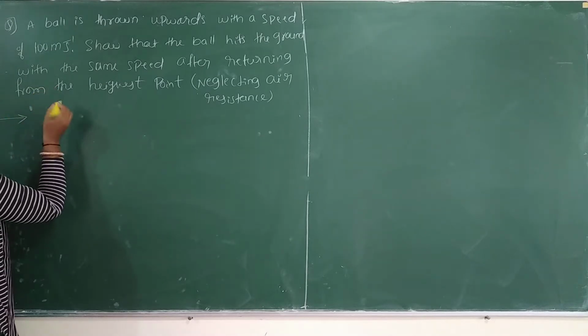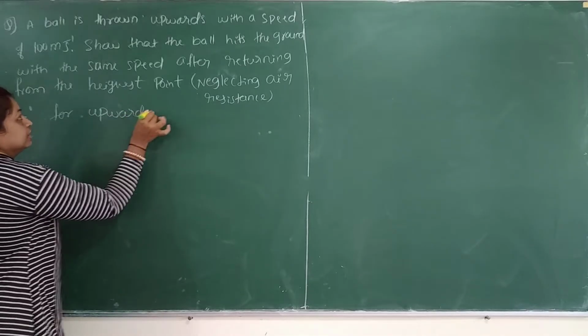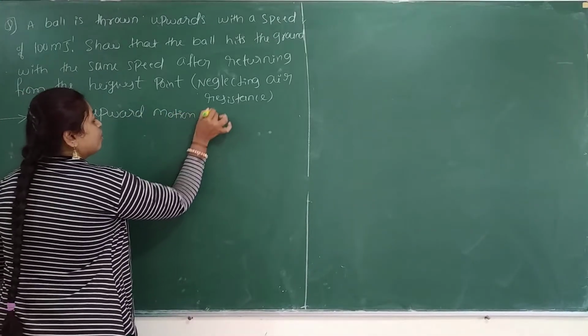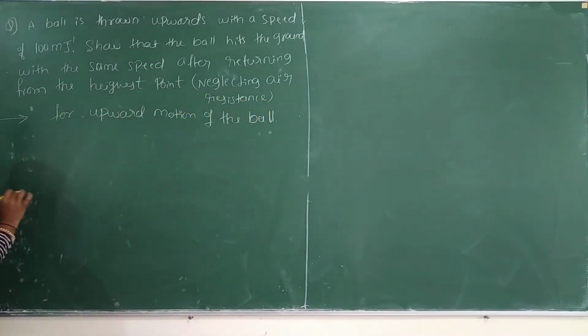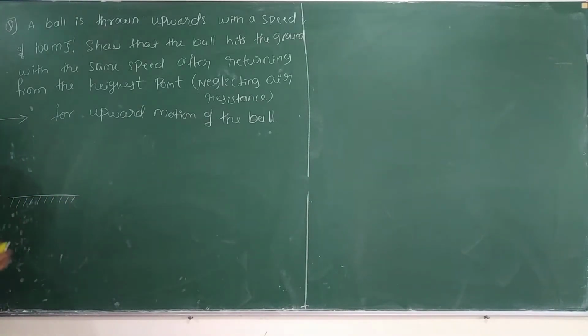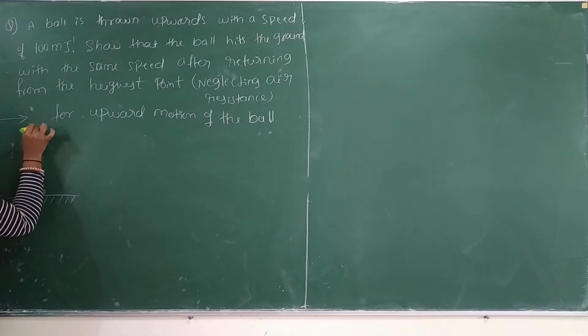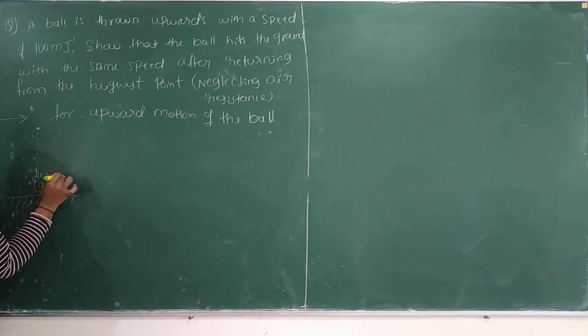Solution. First case, for upward motion of the ball. First consider, here it is a ground. Look at the board, everyone. So here there is a ground. Here a person is standing and he throws the ball, and once he throws the ball it will reach the highest point. Let us consider this is the highest point. So initial velocity is how much here? U is equal to 100 meter per second.